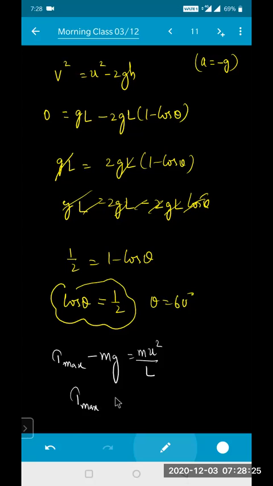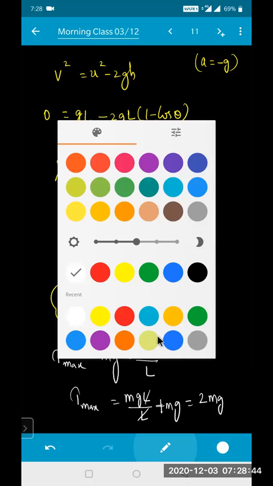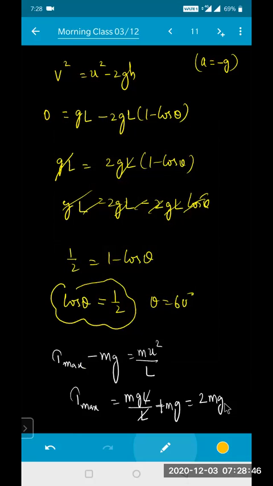T max is equal to m into u square, where u square value is g into L, divided by L, plus the minus term goes to the other side and becomes plus m into g. This L gets cancelled. So this value becomes 2 times mg. So we got the maximum tension as 2 times mg.